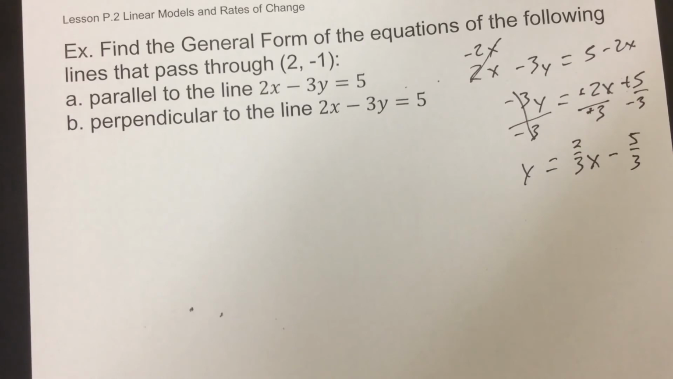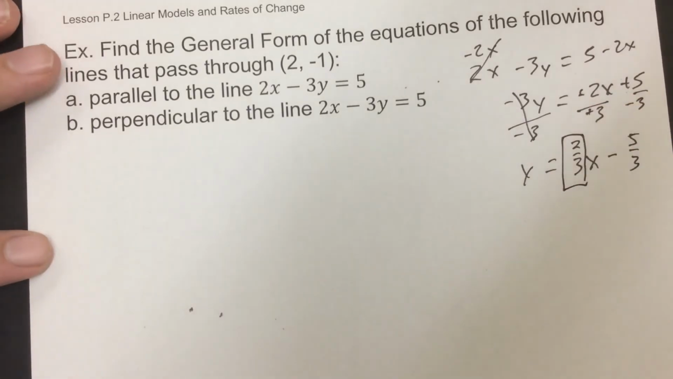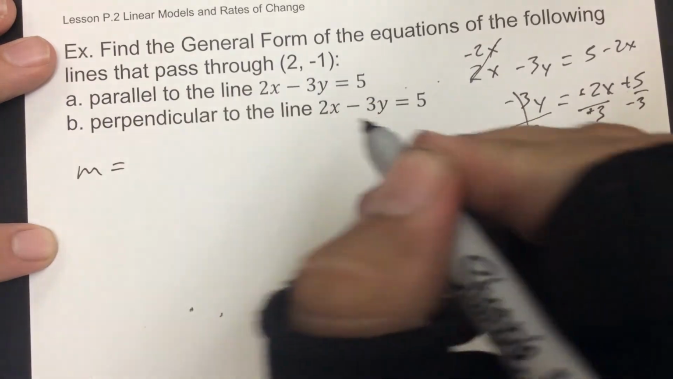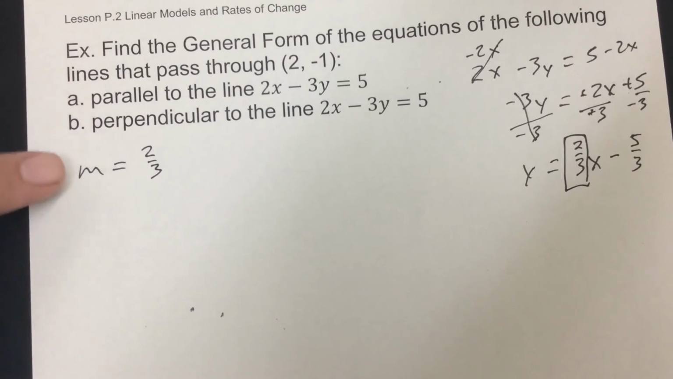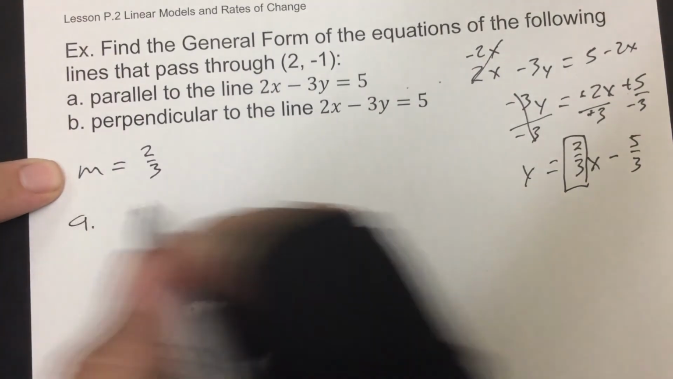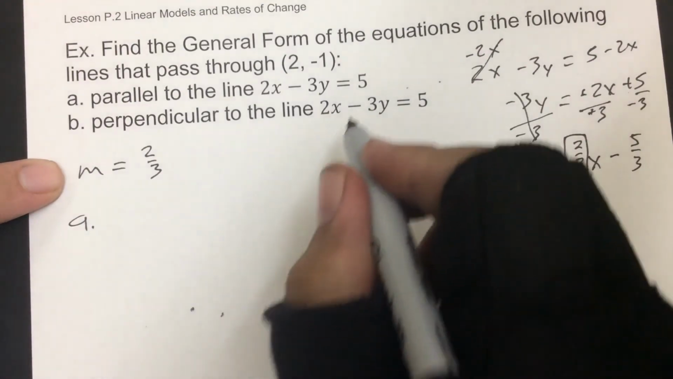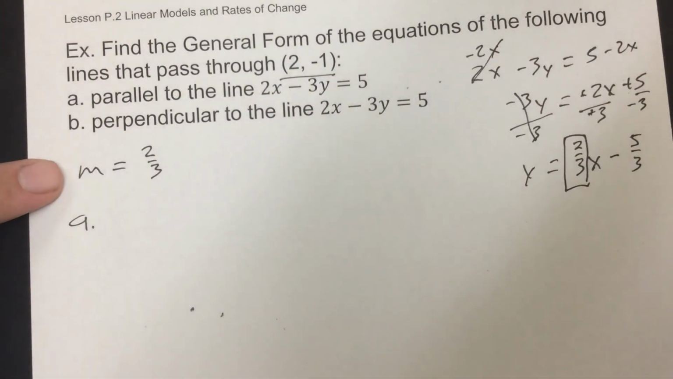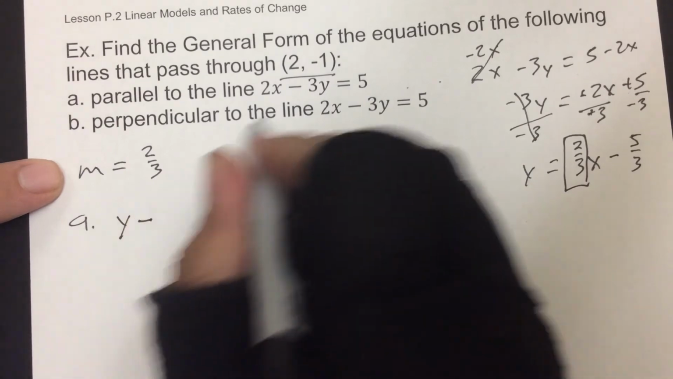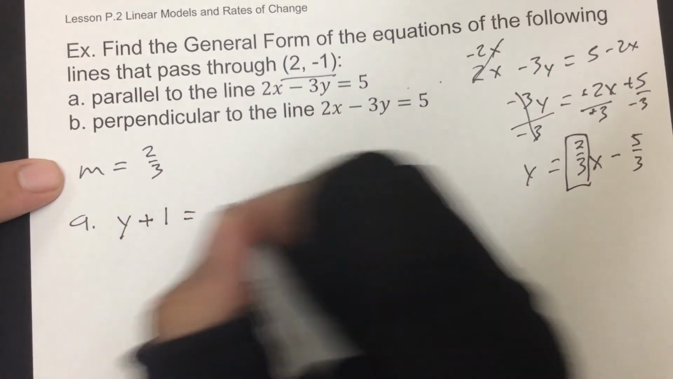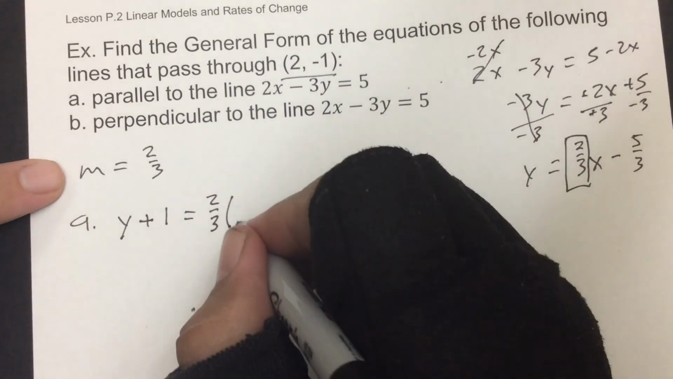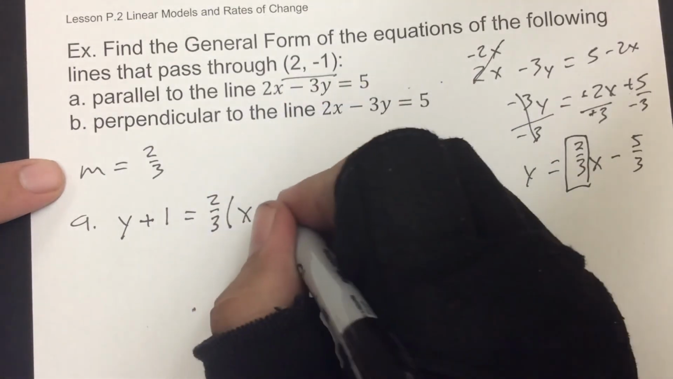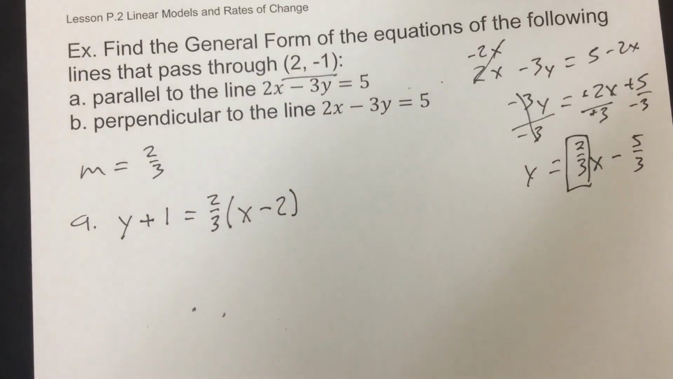Now, for this, we just need the slope. So this is all we're really concerned about. So m is going to equal 2/3. So if we're going to be parallel to this line, we're going to have the same slope. So for part a here, we're going to use our point and use point-slope form. So y minus the y of the point, so plus 1, equals that same slope of 2/3, and then x minus the x of our point, so minus 2. And that would be an equation of a line that's parallel.